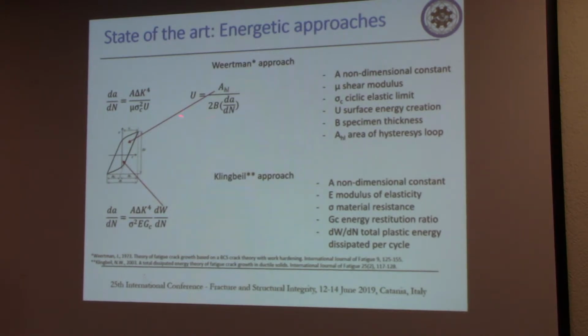A first model based on an energetic approach was proposed by Weertman. In this model, the crack growth is related to the surface energy creation. This energy is related to the area of a hysteresis loop. Then Klingbeil revised this approach, considering the total plastic energy dissipated per cycle in place of surface energy creation.